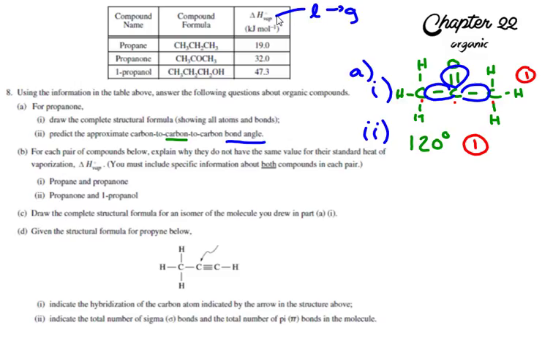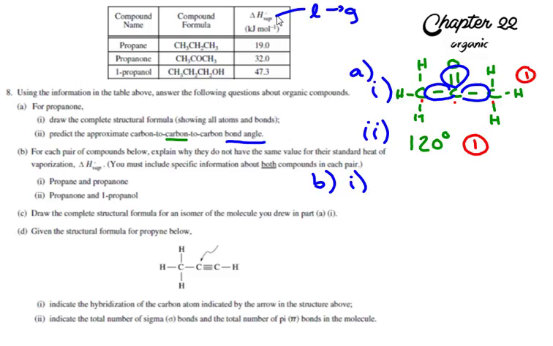Okay, letter B. I struggle with this because it's not a good question, I don't believe. And if the AP board is now listening, I'm sorry, but you could have made this better. It says, for each pair of compounds below, explain why they do not have the same value for their standard heat of vaporization. You must include specific information about both compounds in each pair. Okay, obviously they don't have the same. A better question would be, explain why one has a larger or smaller amount of heat of vaporization.